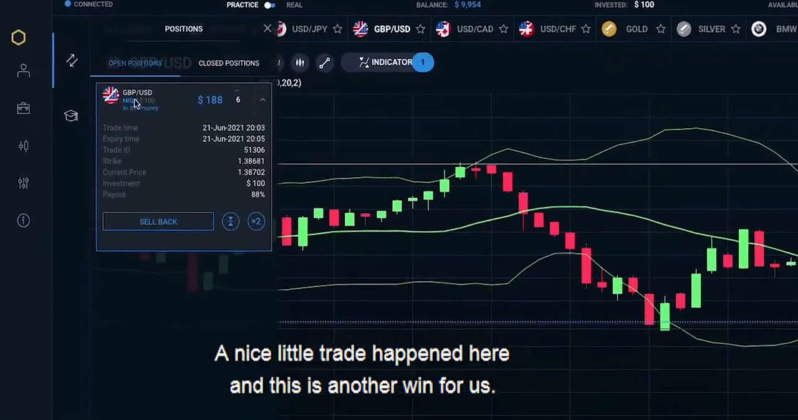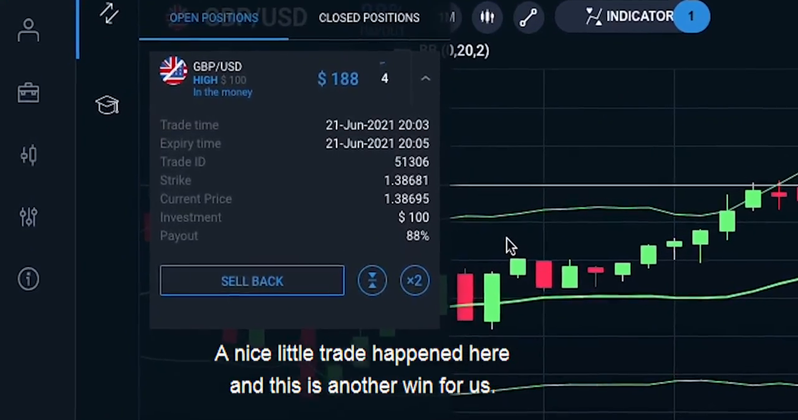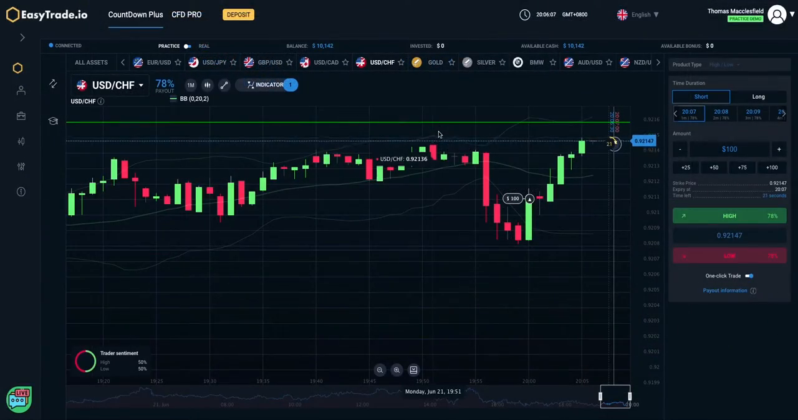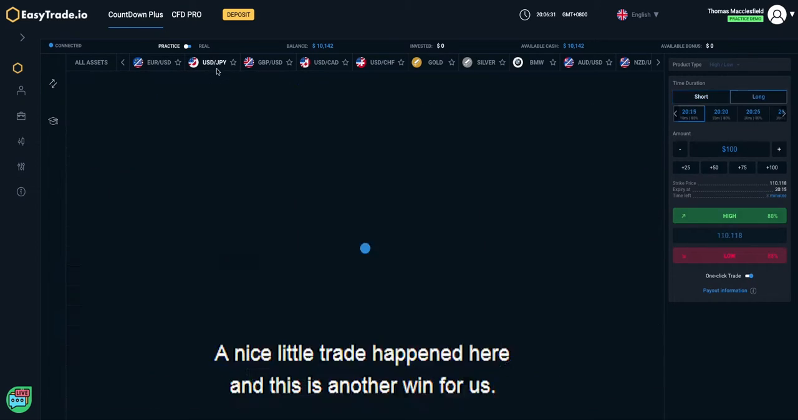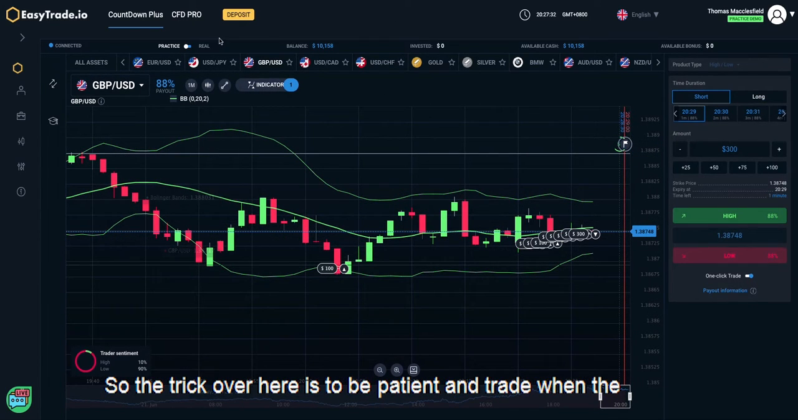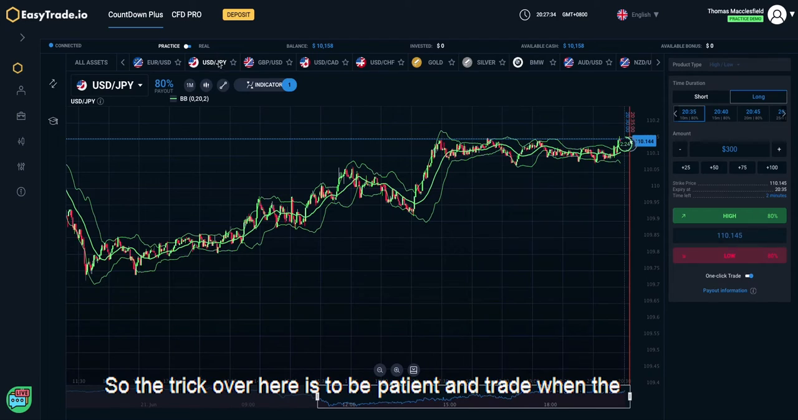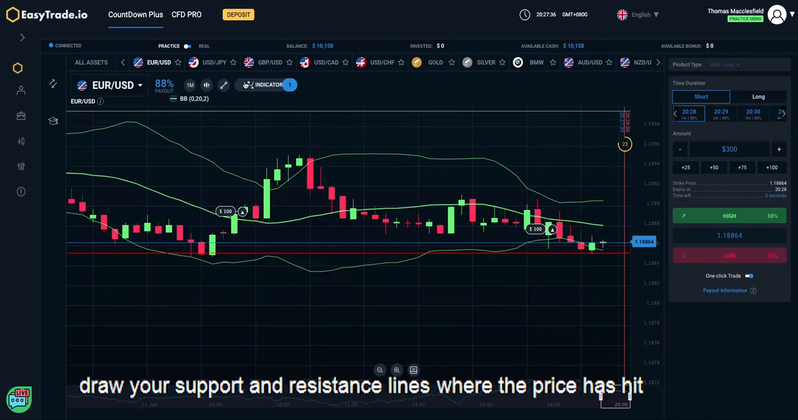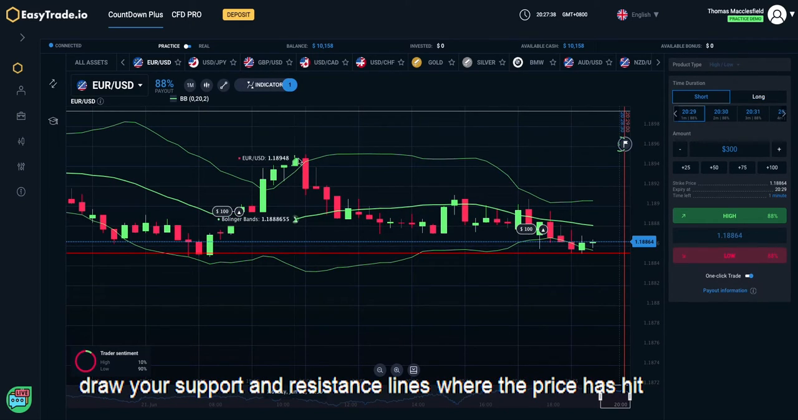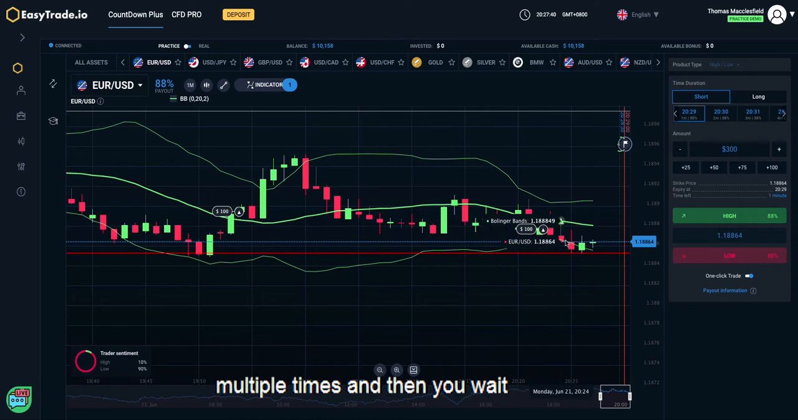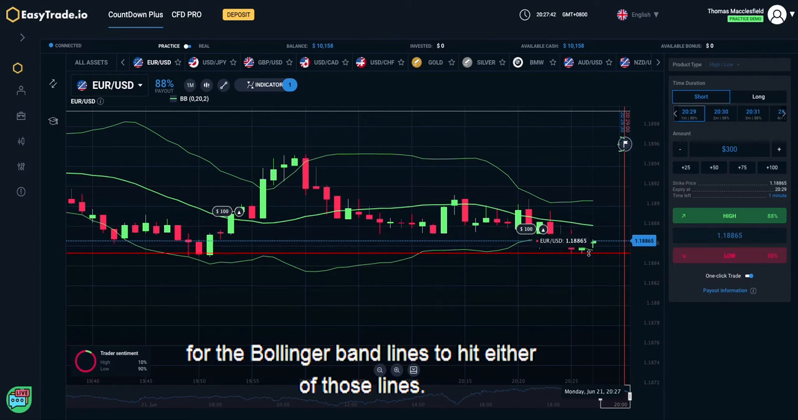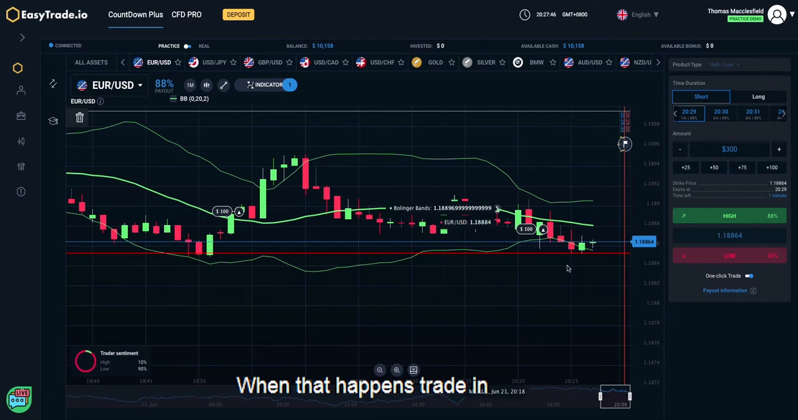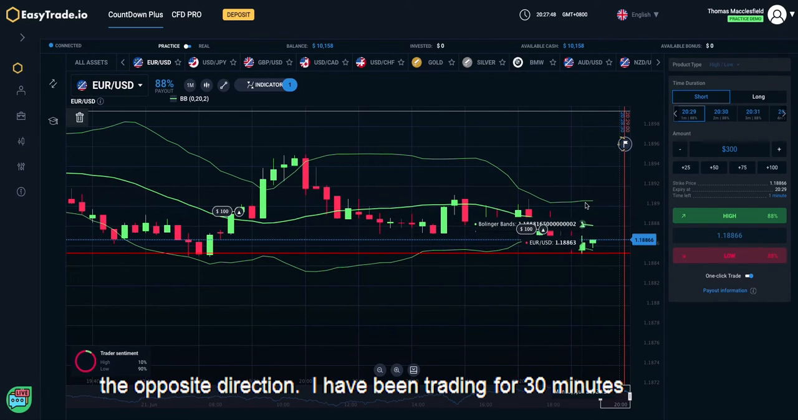A nice little trade happened here, and this is another win for us. So the trick over here is to be patient and trade when the conditions are right. So you draw your support and resistance lines where the price has hit multiple times, and then you wait for the Bollinger Band lines to hit either of those lines. When that happens, trade in the opposite direction.